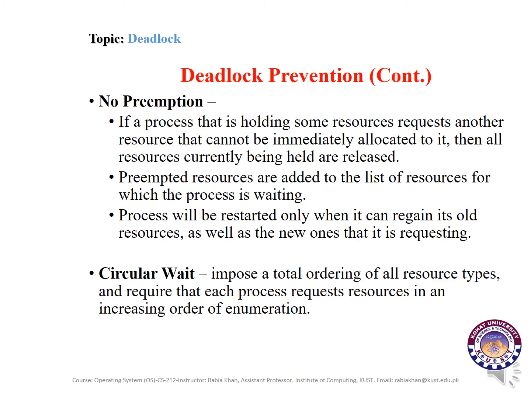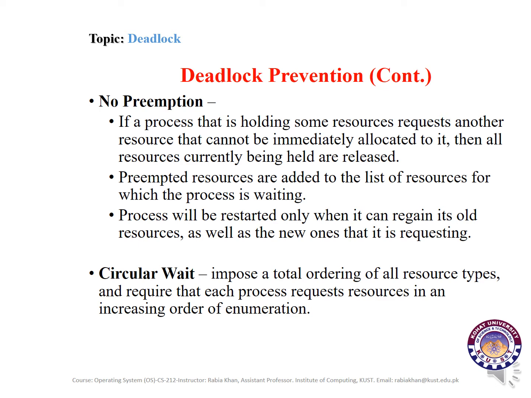Third condition is no preemption. No preemption states no resource can be taken away from a process forcefully or without its consent. So how can this condition be prevented? If a process requests a resource which is not currently available, it has to voluntarily release all its held resources.